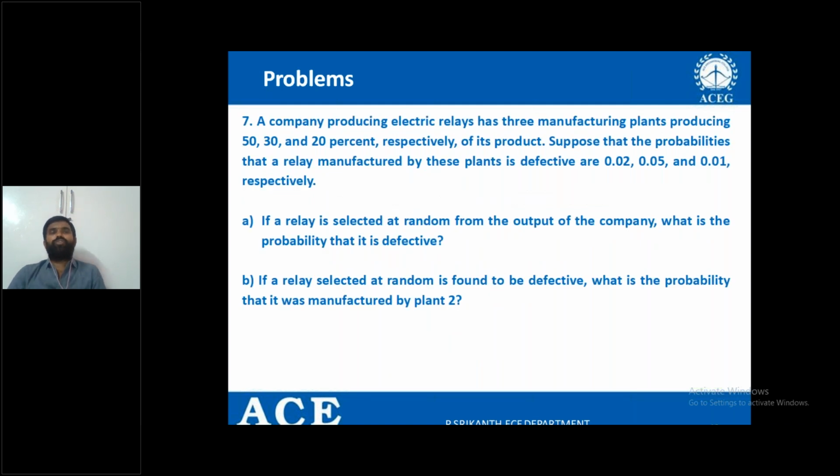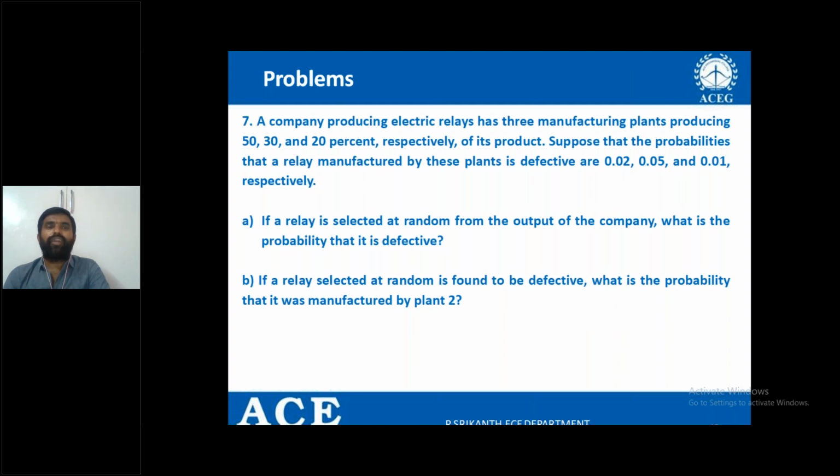Another example. So let us try this one. A company producing electric relays has 3 manufacturing plants producing 50, 30, and 20%. Out of 100, 50 are by, let us say, A1. 30 are by, let us say, A2. 20 are by, let us say, A3 of its product.